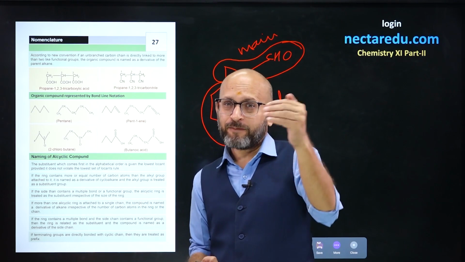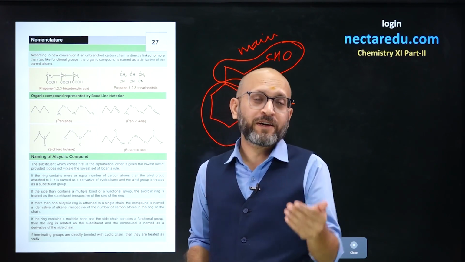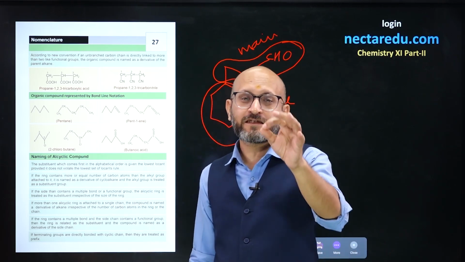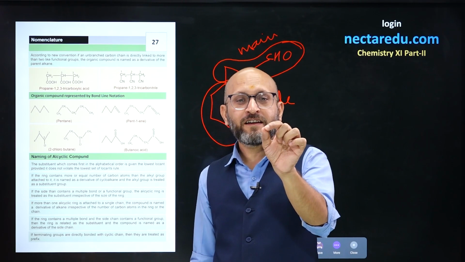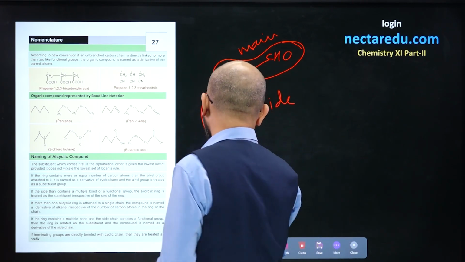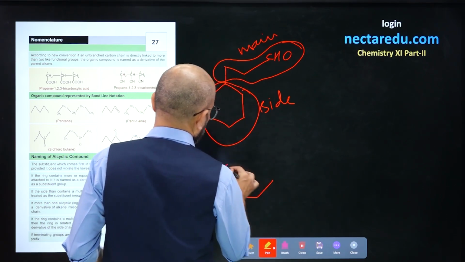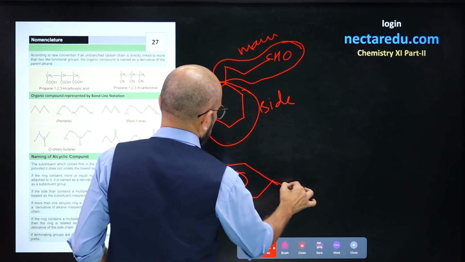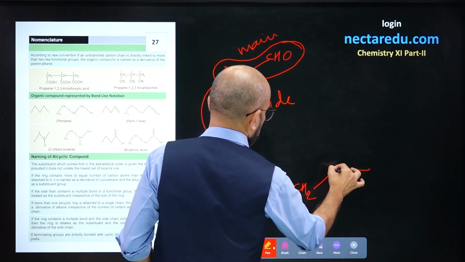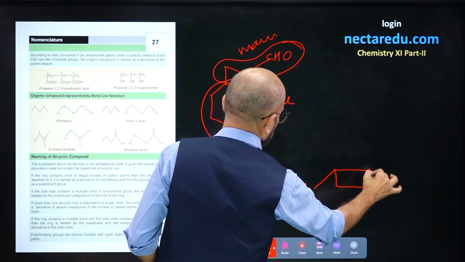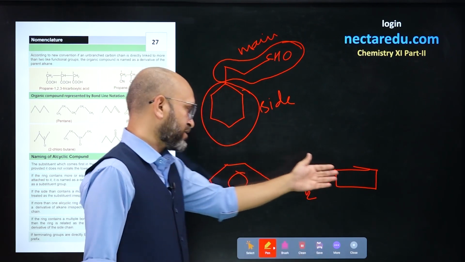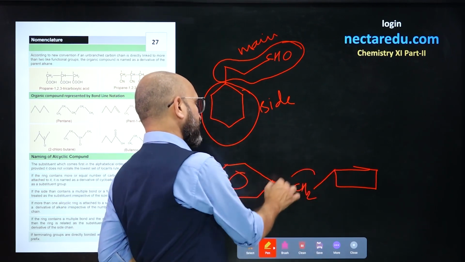And if we have multiple rings, 2 rings, 3 rings, 4 rings, then neither of the rings is taken as the main chain. We will take the open chain as the main chain irrespective of the number of carbon atoms. For example, if you have a compound like this, now which one will you take as the main chain, this one or this one? No, neither of them will be the main chain. The main chain will be this.